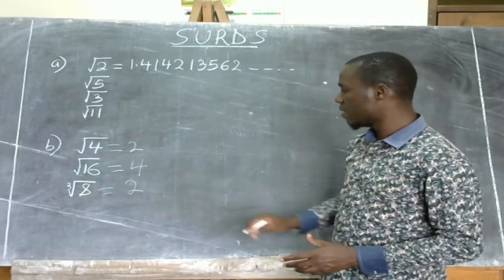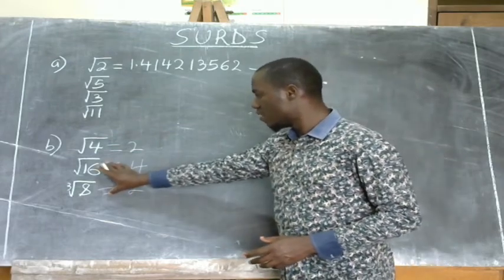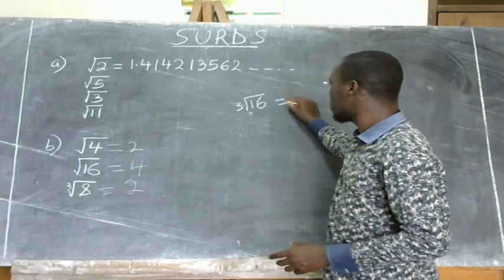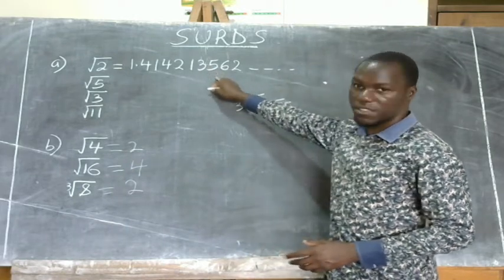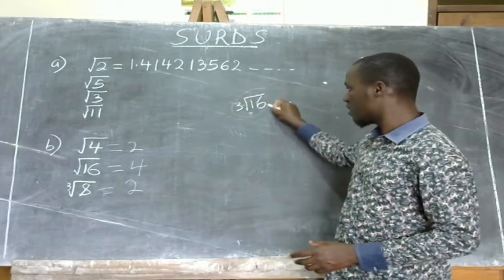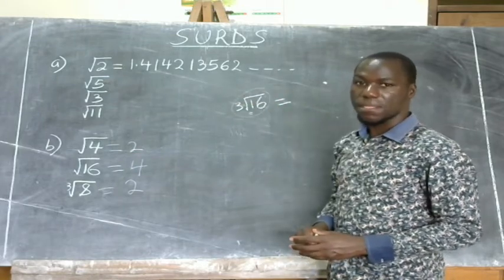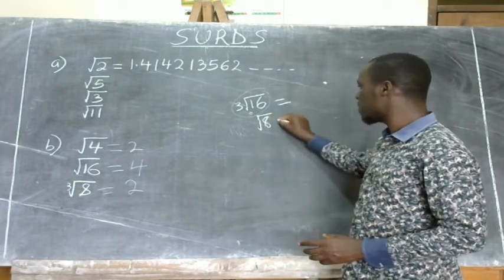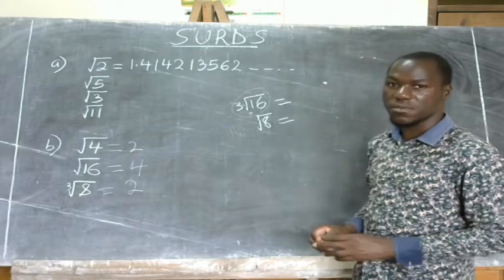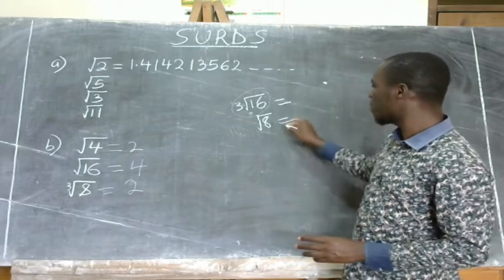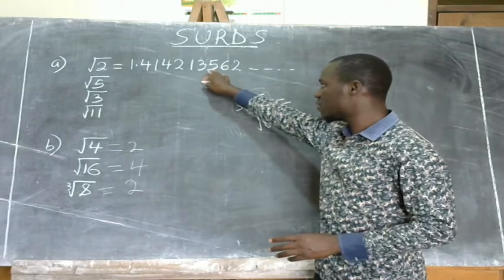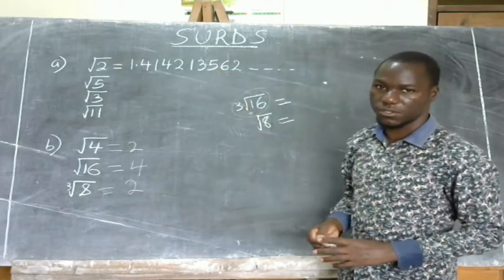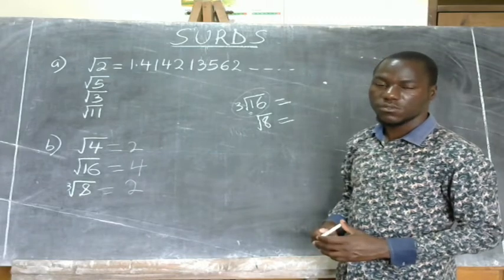Now, even here, when we get the cube root of 16, it is going to give you an answer of that form. Even this one here qualifies to be a surd. Square root of 8 also qualifies to be a surd, because when you place it on the calculator, it's going to give you a number of that form, which you cannot make into a fraction or convert into a fraction.